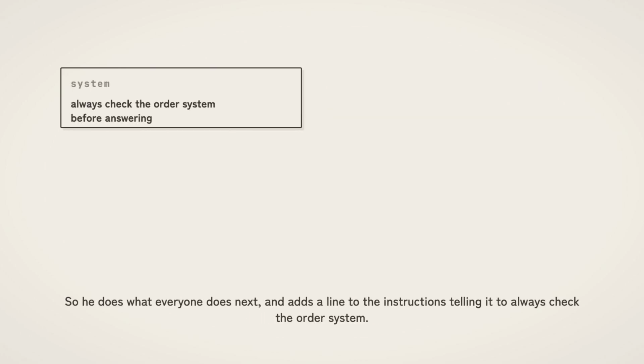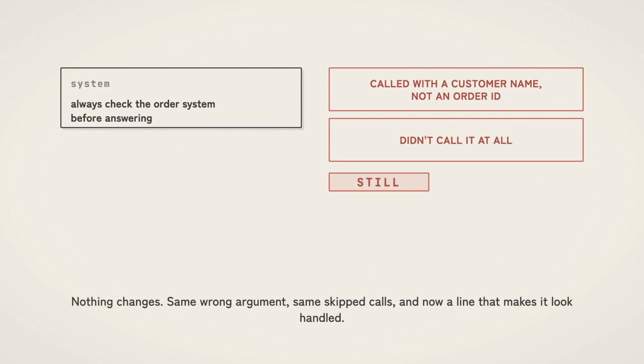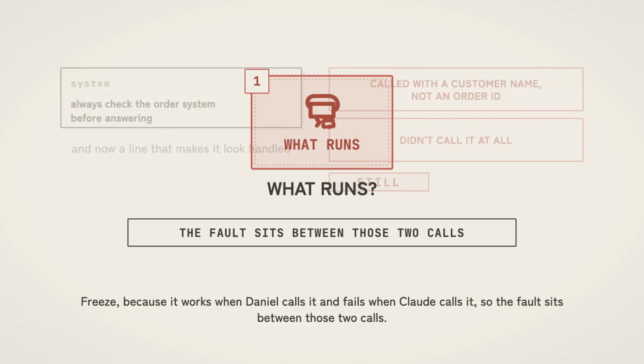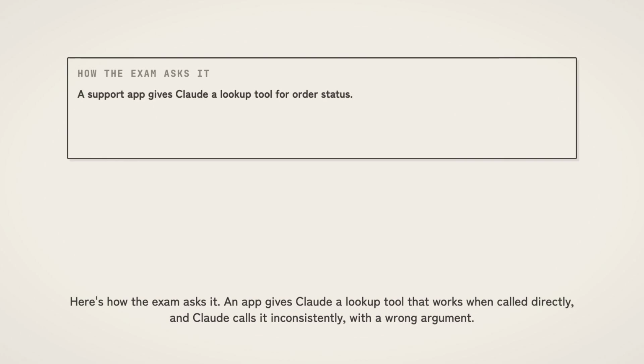So he does what everyone does next and adds a line to the instructions telling it to always check the order system. Nothing changes, same wrong argument, same skipped calls, and now a line that makes it look handled. Freeze, because it works when Daniel calls it and fails when Claude calls it, so the fault sits between those two calls. Here's how the exam asks it.